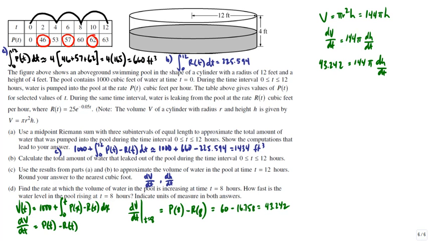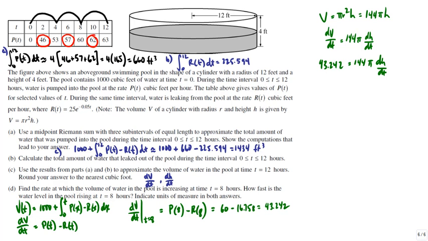So we started with the volume formula, which is V equals pi r squared h. Because r is a constant of 12, we can simplify that to be 144 pi h. We take the derivative of both sides with respect to t, and we get dV/dt is 144 pi dH/dt.